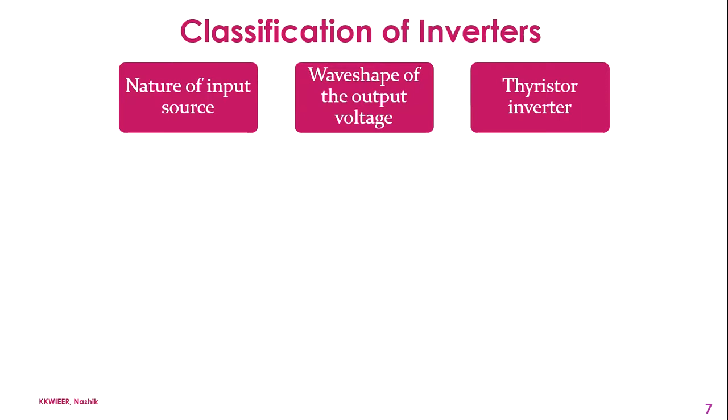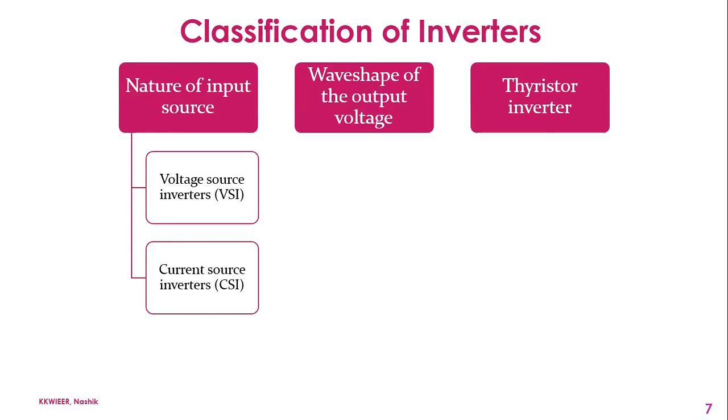So if we see according to the nature of input source, inverters can be classified as VSI and CSI. What is VSI, CSI? The VSI stands for voltage source inverters, whereas CSI stands for current source inverters. So in case of VSI, the input to the inverter is provided by a ripple free DC voltage source. But in case of CSI, the voltage source is first converted into a current source and then it is used to supply the power to the inverter.